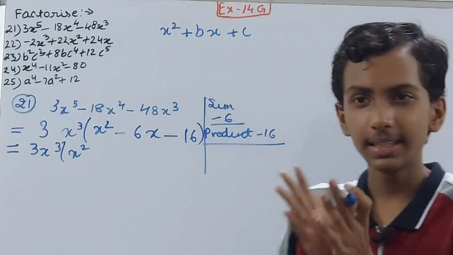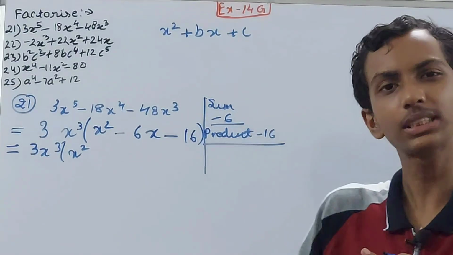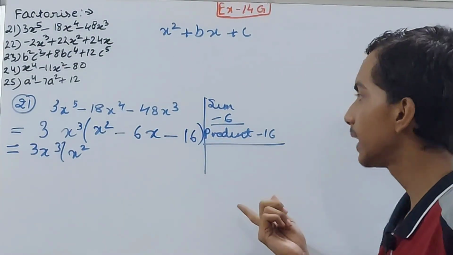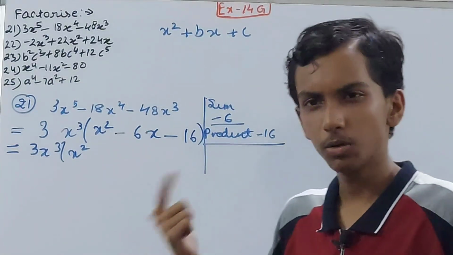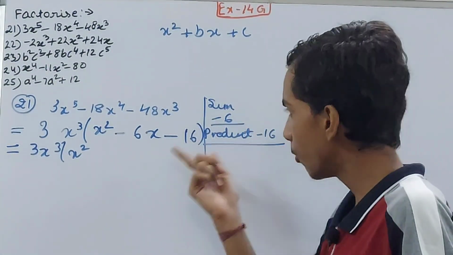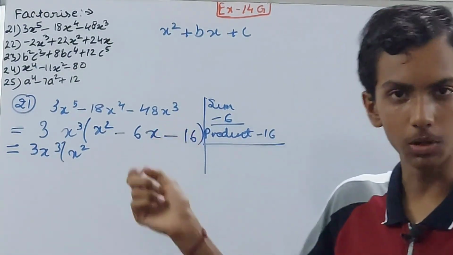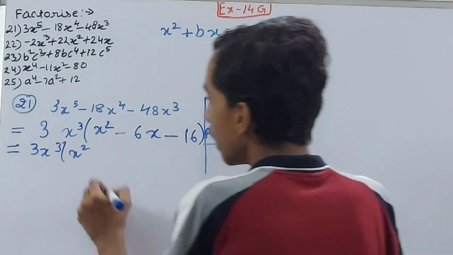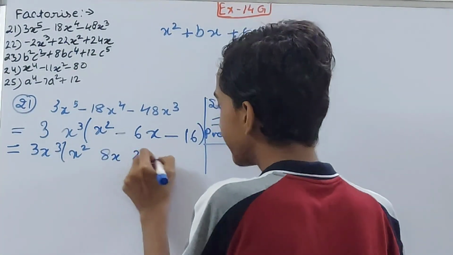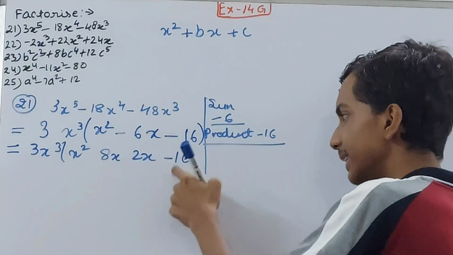Let's see, factors of 16 which have a sum of 6 and a product of 16. So can we take 8 and 2? Can we take 4 and 4? That will not give us 6. Yes, we have to take 8 and 2 only for this. See here, we will take 8x, we will take 2x, we will take minus 16, 8 into 2 is 16. But we want minus 16.